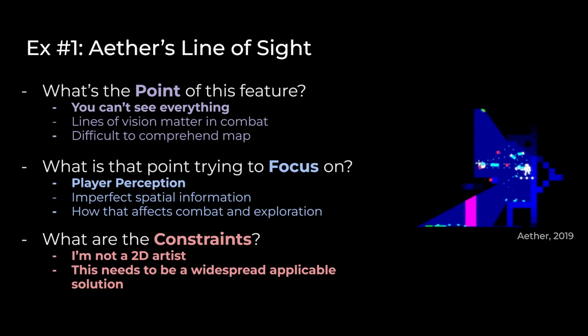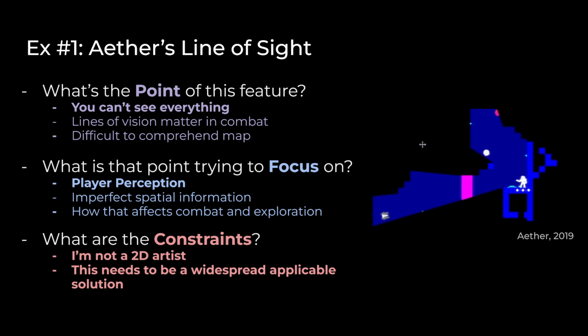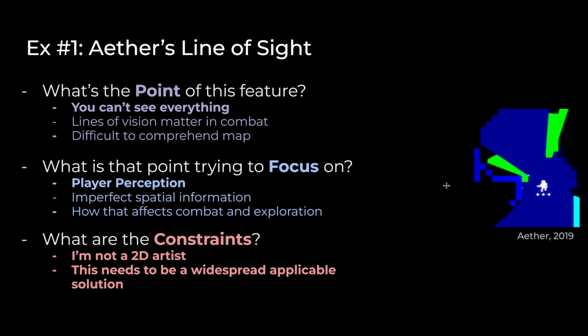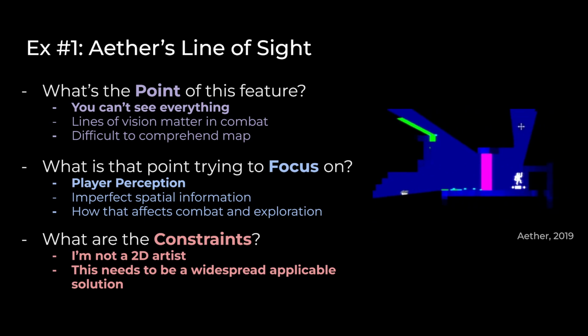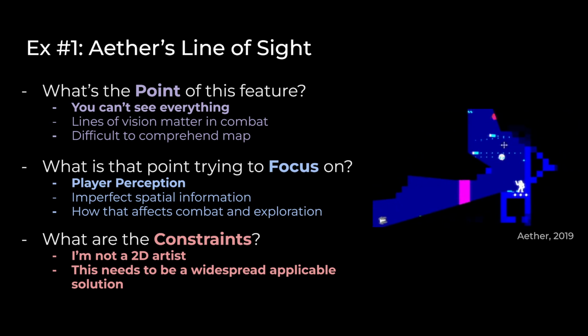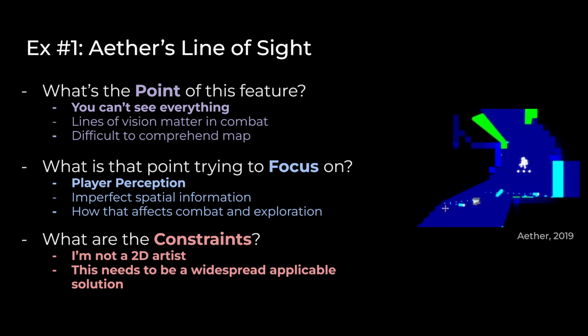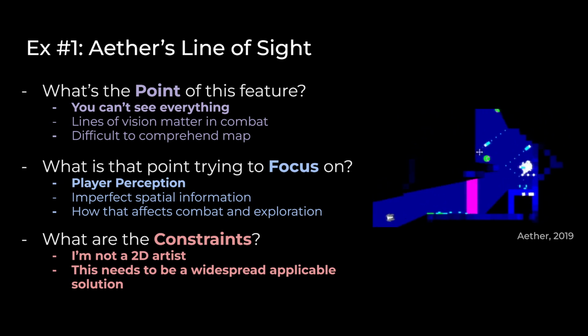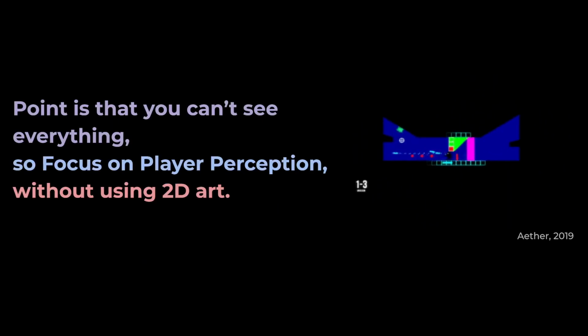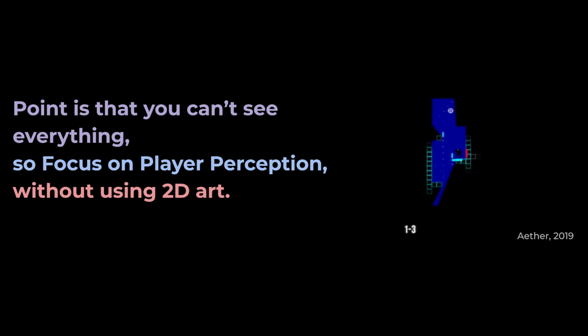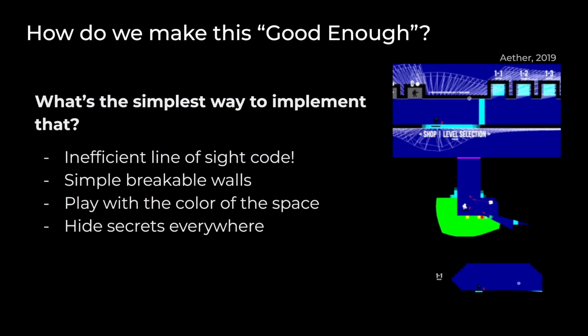So the constraints of this are that I'm not a 2D artist, right? I can't make all of these bespoke environments with all of these nice fading graphics and all of these different pieces which change and interchange, and it also needs to be widely applicable to the entire game. So the point is that you can't see everything. Focus on player perception and do it without using 2D art, because at the time I could not make 2D art. So how do you make it good enough?